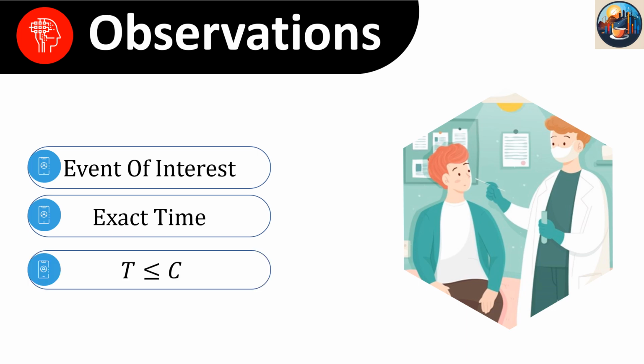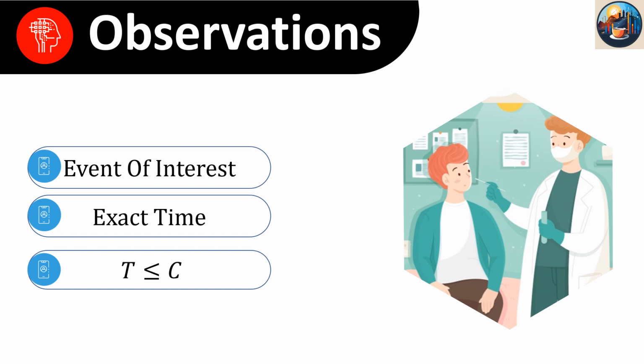Next is the mathematical terminology. Suppose T is the event of interest occurring time and C is the censoring time, then always T will be less than C. In other words, it indicates that the event of interest definitely occurred before the study was conducted.